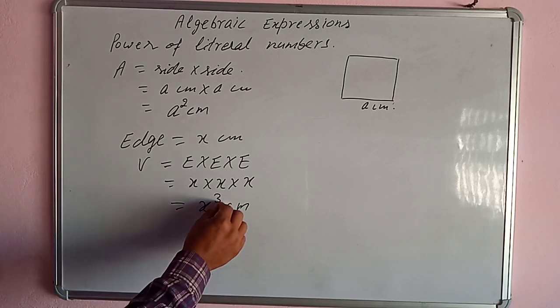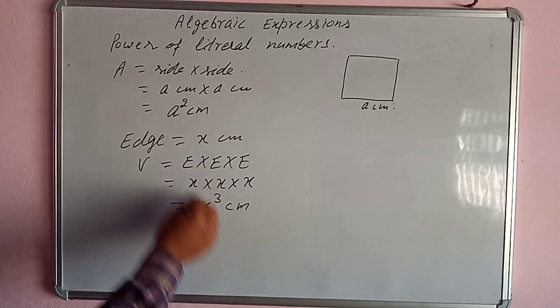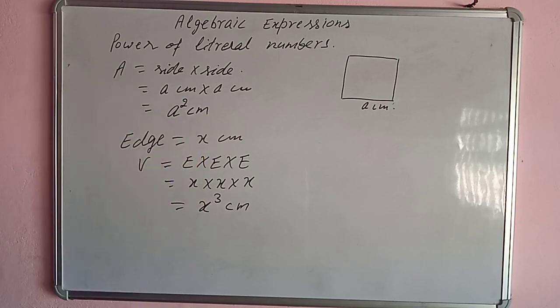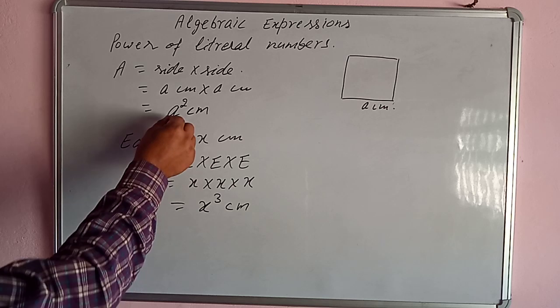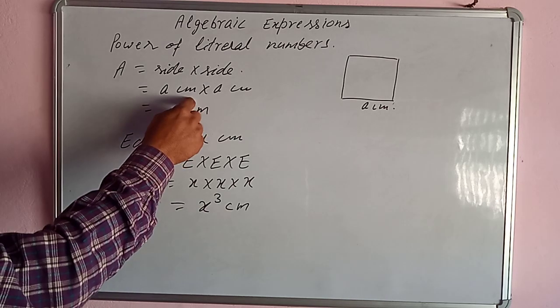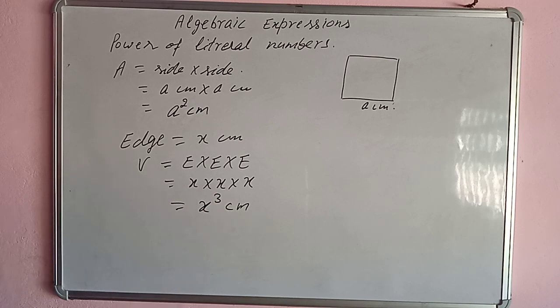So here 3 is the power and x is the base. Here 2 is the power and a is the base. So it is called the power of literal numbers. Here a is the literal number and 2 is the power. Here x is the literal number and 3 is the power of this literal number.